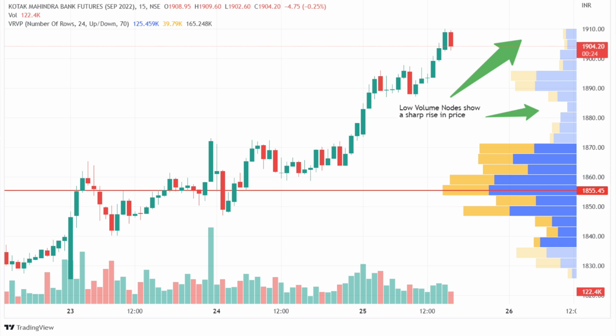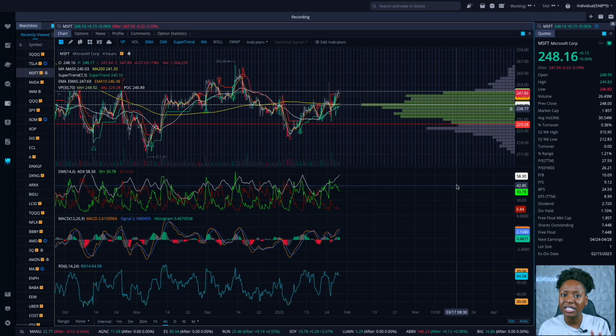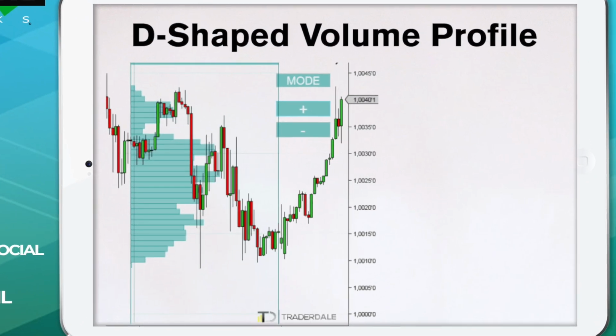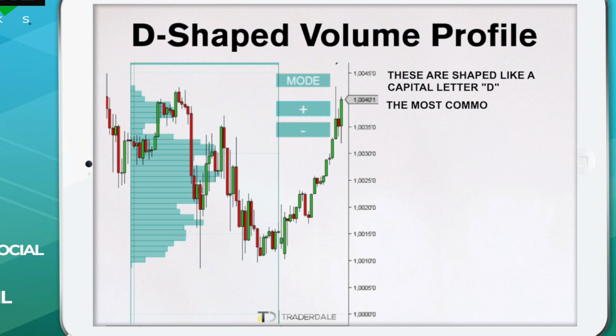High volume nodes, low volume nodes, center, POC. When you know these, it's really going to help with a strategy that we're going to talk about later on, knowing how to identify the different types of volume profile shapes right off the bat. The first one is going to be the D-shaped profile, and this is going to look like a capital D, and it's the most common volume profile shape that you're going to see.